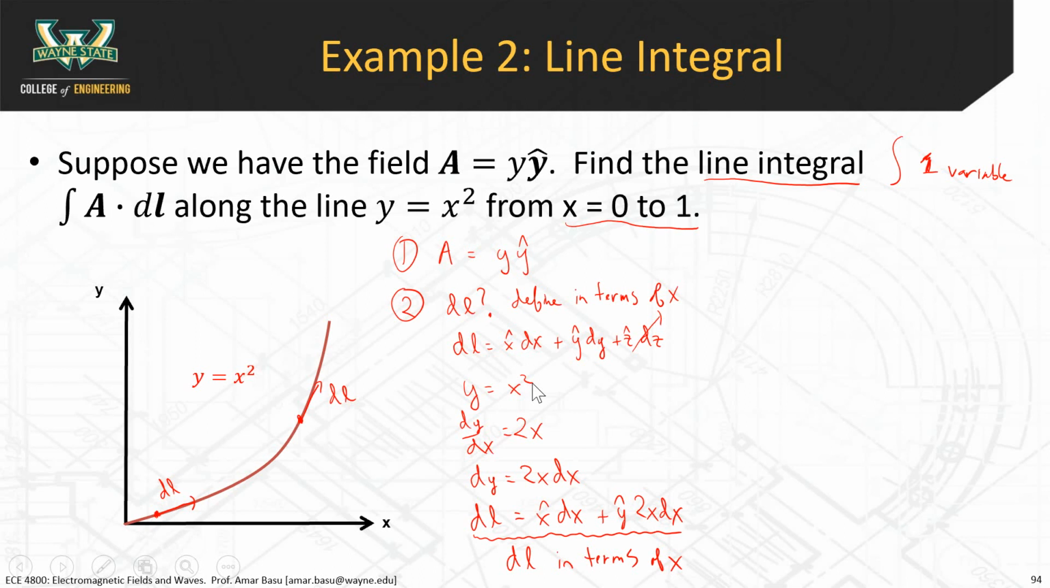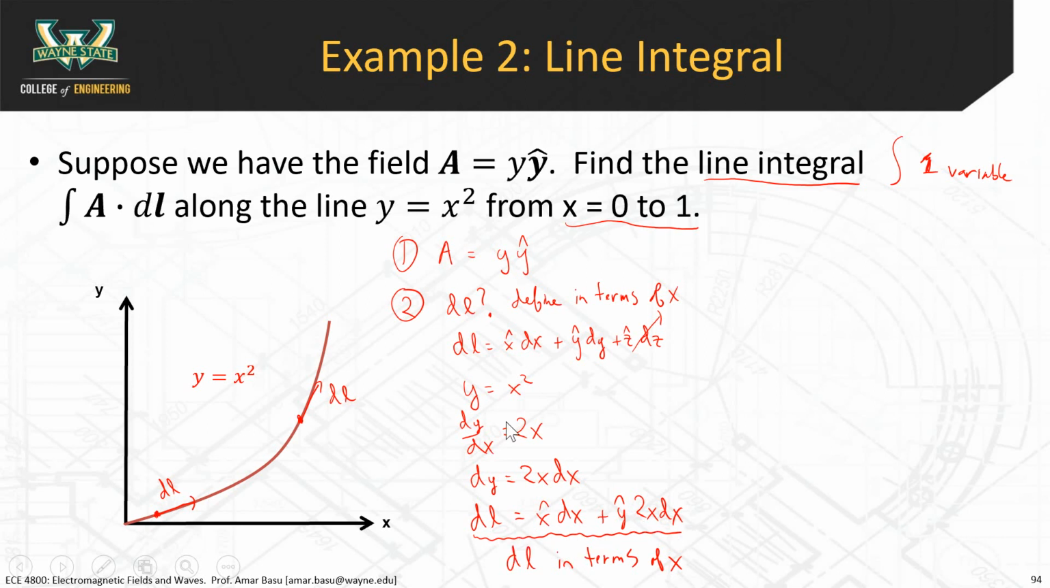Notice that we took into account what our line is: y equals x squared. We found a relationship between dy and dx. Then we put dy in terms of x and dx, and substituted that in here. So now our dl function has x hat and y hat components, but the magnitudes of those are all in terms of x, and that's where we're going to be integrating.